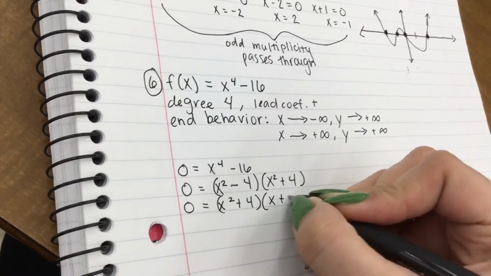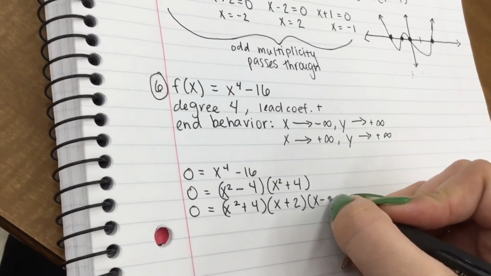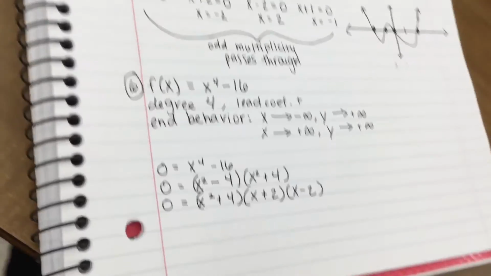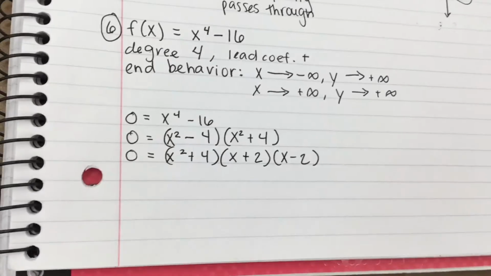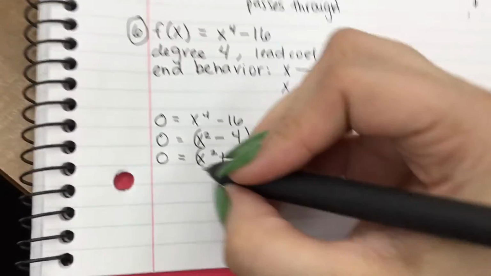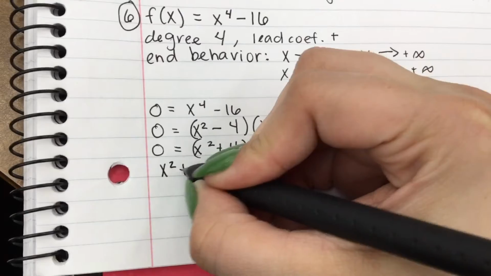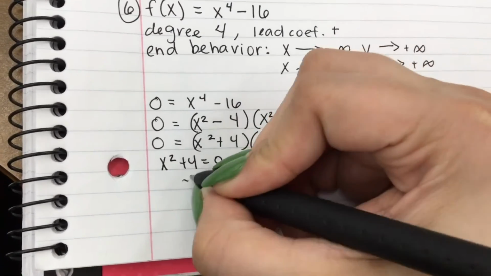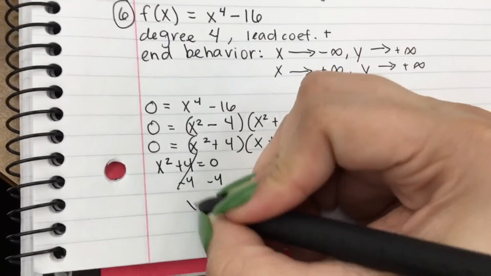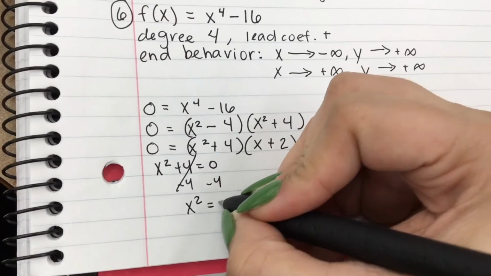So I'm writing x squared plus 4 in the front because we can't factor that anymore, but we do have x squared minus 4, which is another difference of squares, which factors into x plus 2 times x minus 2. And now that I have all of those factored, I'm going to set each factor equal to 0.